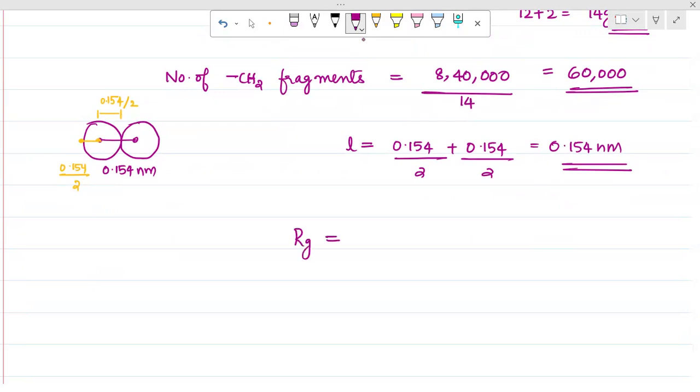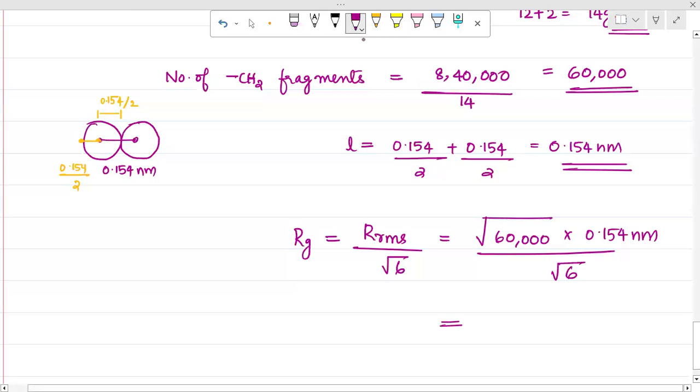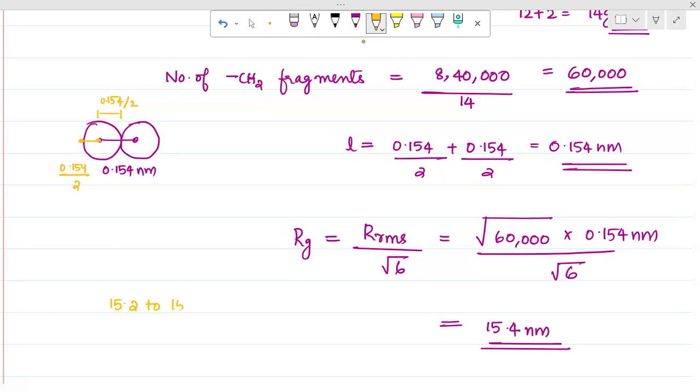Radius of gyration is equal to RRMS by root 6. What is RRMS? Root of N, which is 60,000, times L, which is 0.154. We need to put them in nanometers because they have asked to report the answer in nanometers, divided by root 6. I've already calculated the answer. I'm getting 15.4 nanometers. The answer in the answer key was given as a range of 15.2 to 15.6. This was in the key.